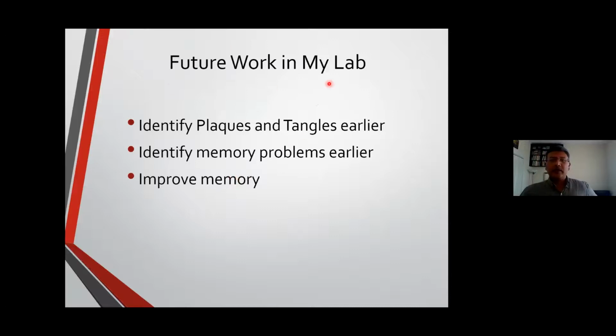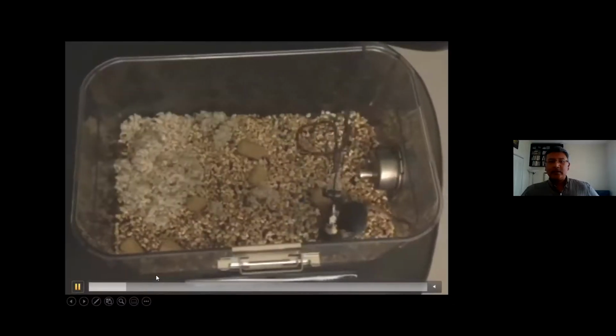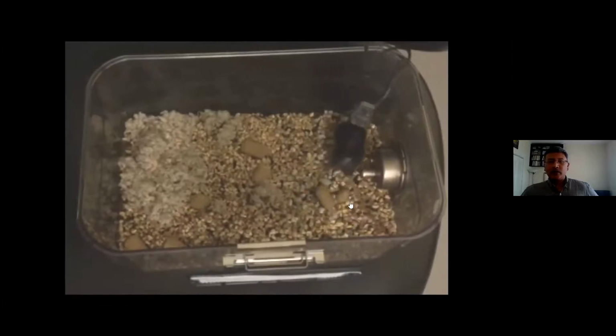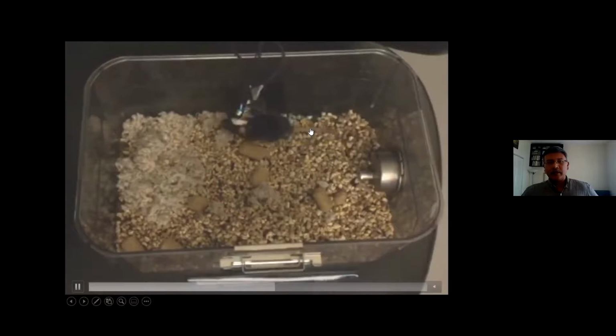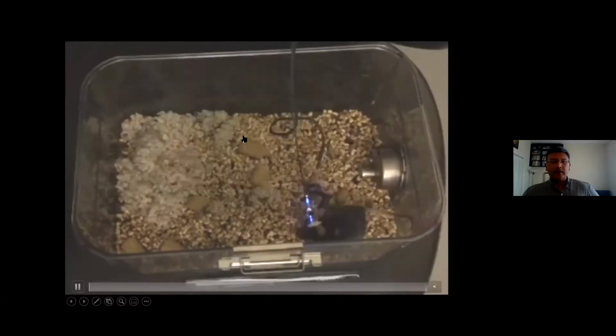So that's my future, right? We are trying to identify plaques and tangles earlier, trying to identify if there are memory problems that are earlier, and also improve memory. So one of the things we are doing in the lab is, I hope this time I can manage. You'll see this animal is implanted with a blue light. It's a really cool neuroscience tool where you can control the neuron activity just by shining light. So when I do this, you see this thing is flickering the light. What it is doing is we are trying to control the activity of the animal's brain and hopefully improve memory. This is what we are trying for the future.